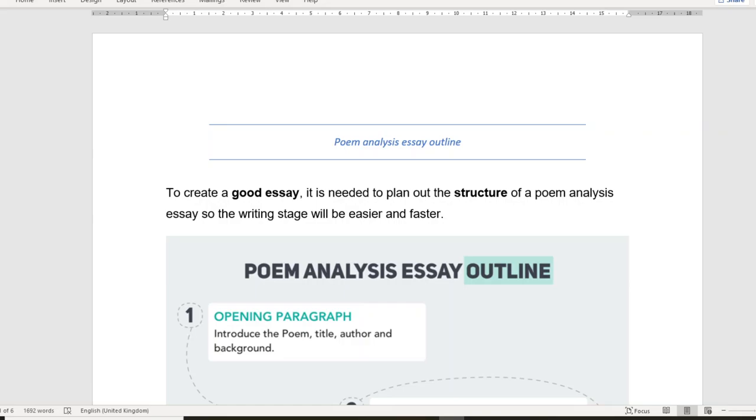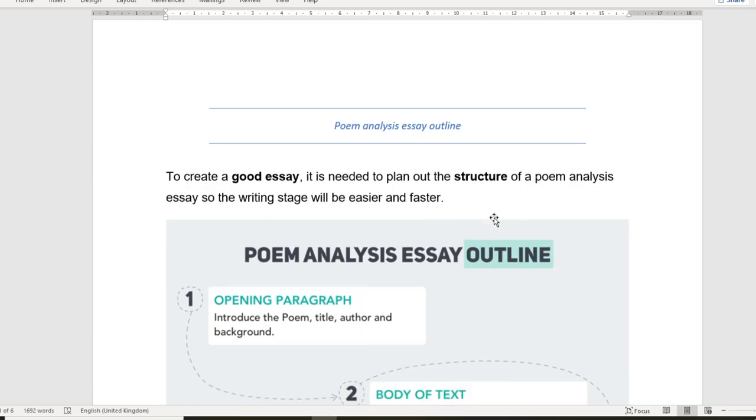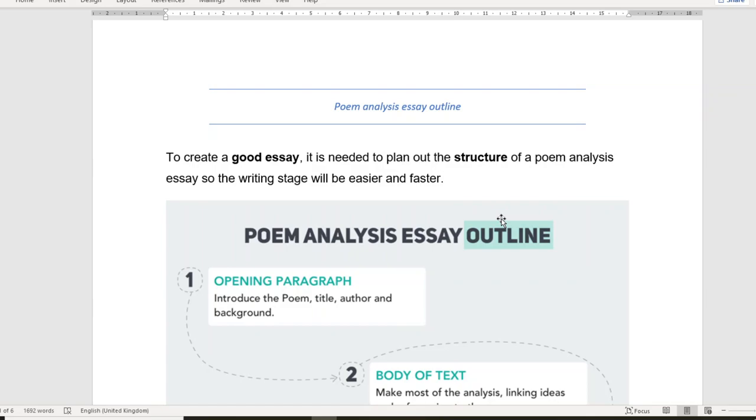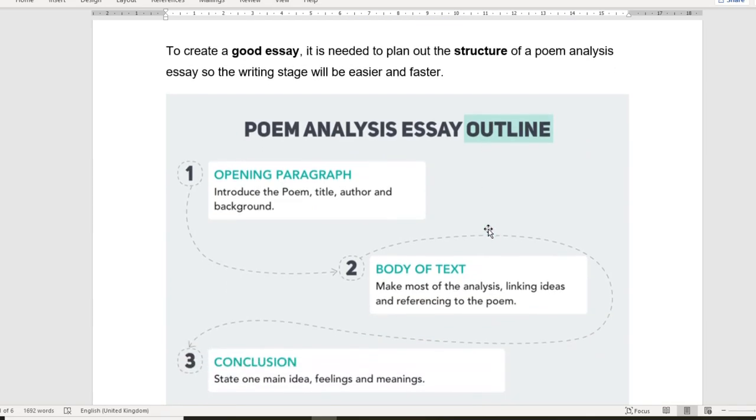Right, welcome grade 10s. I'm going to go through how to structure a poetry essay. So here is an outline of one. To create a good essay, it is needed to plan out the structure of a poem analysis essay so the writing stage will be easier and faster.